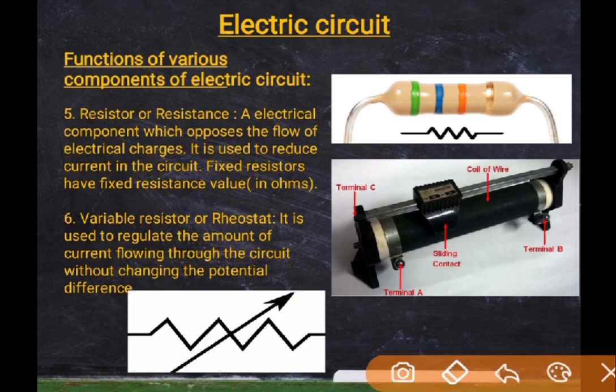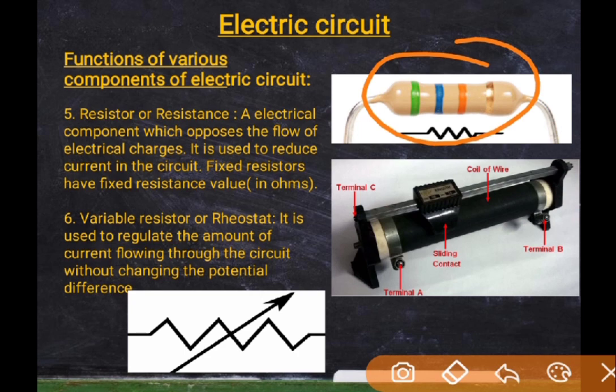Right, so now this one: you must have seen these small resistors in printed circuit boards, right? They are soldered there. These are known as resistors or resistance. An electrical component which opposes the flow of electrical charges is known as a resistor. It is used to reduce the amount of current flowing in the circuit.